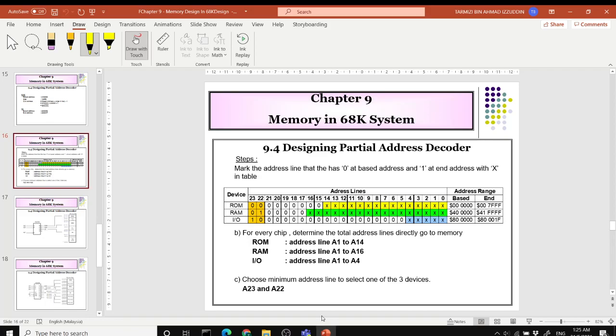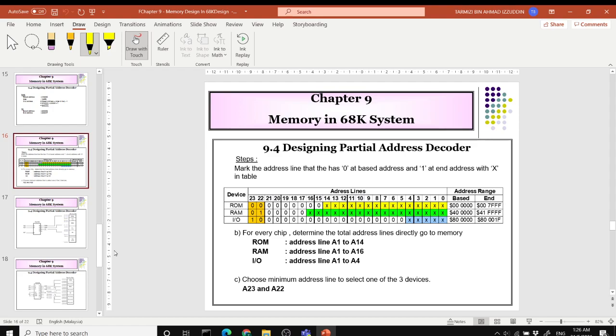So basically, once you have figured out the base and end address, similar to your previous steps in designing the full address decoder, you're going to determine which bit changes in this address memory. The bits that change, we're going to connect directly to the address bus, whereas the balance of the upper address will be connected to your decoder.